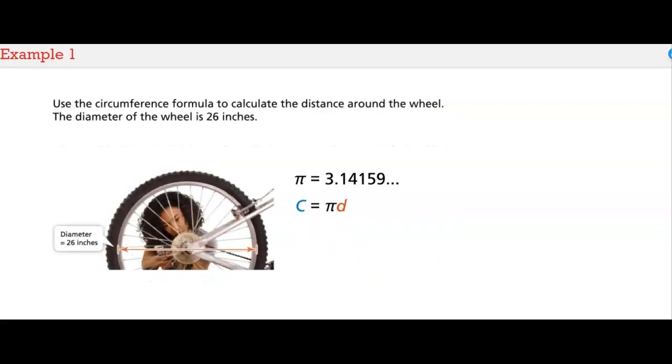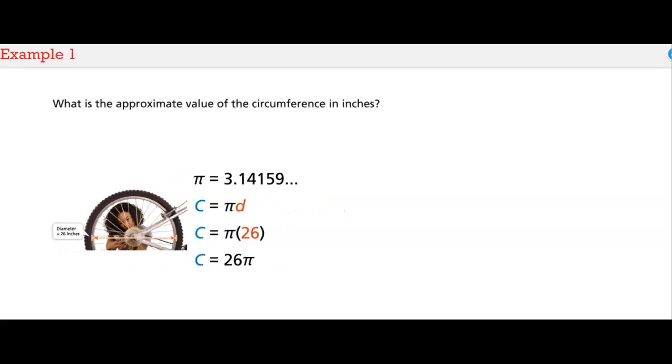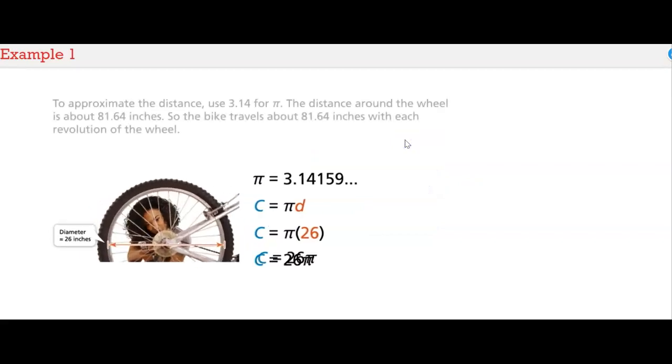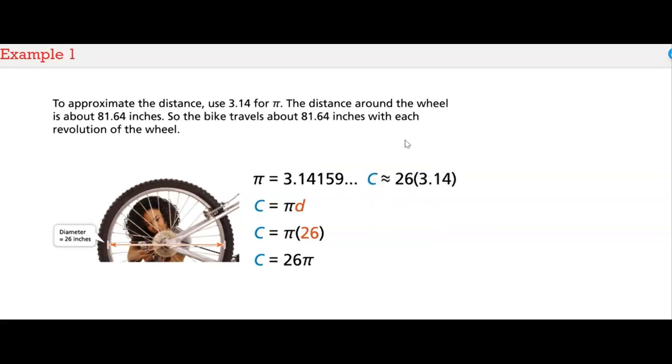Use the circumference formula to calculate the distance around the wheel. Substitute the value for the diameter of the wheel, 26 inches. The circumference is exactly 26 times pi. What is the approximate value of the circumference in inches? Select your answer. To approximate the distance, use 3.14 for pi. The distance around the wheel is about 81.64 inches, so the bike travels about this distance with each revolution of the wheel.